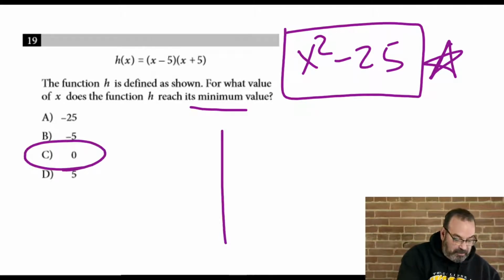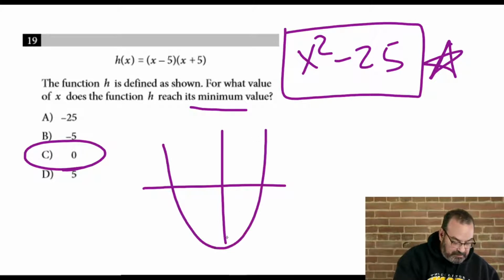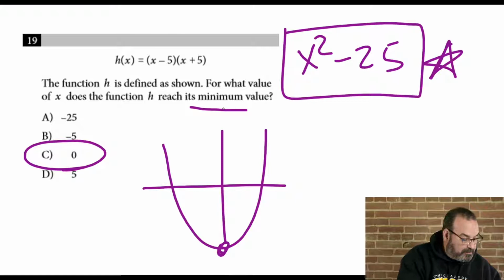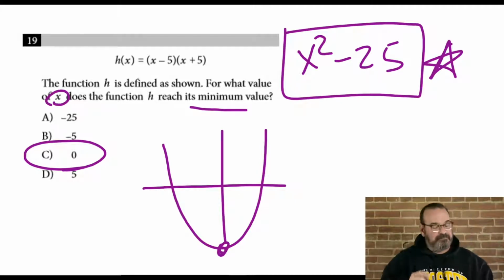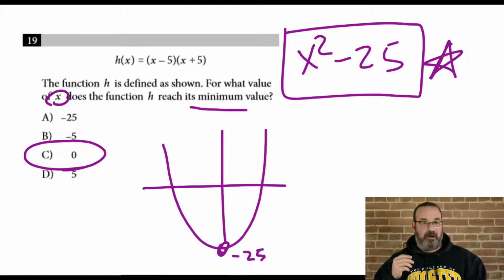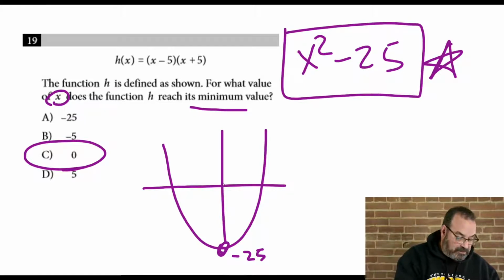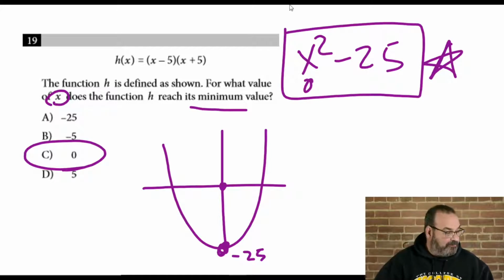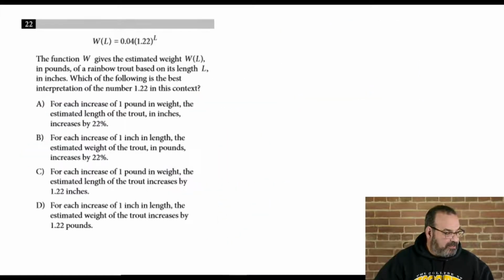Because if we plotted this, this would be where h reaches its minimum value, what value of x. I just almost freaked out because the minimum y value is negative 25, and I almost jumped in and said, no, the answer is A, but it did say x value. So at 0, you get negative 25. So if I put in 0, I'd get negative 25, and that's the minimum value of the difference of the squares.